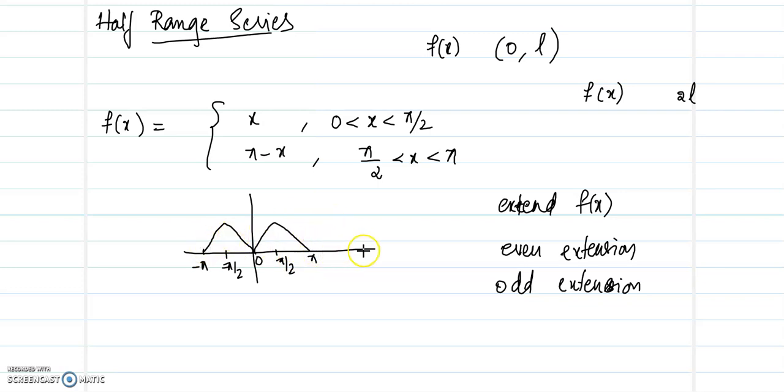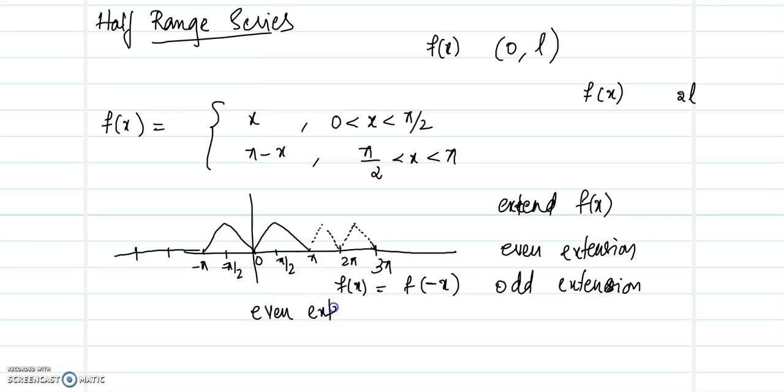Now similarly we can continue the extension. So when we extend this to minus pi to pi, we will be getting it in this form. So from pi to 2 pi we will get again the same shape, then 2 pi to 3 pi, and so on. Similarly we can extend the function to the left side, so it will satisfy the condition f of x is equal to f of minus x. So this becomes an even extension.